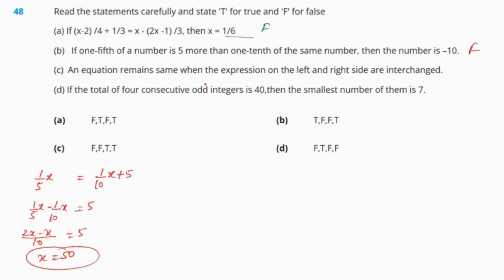An equation remains the same when the expression on the left side and the right side are interchanged. That is true only. Yes, that will remain the same only.